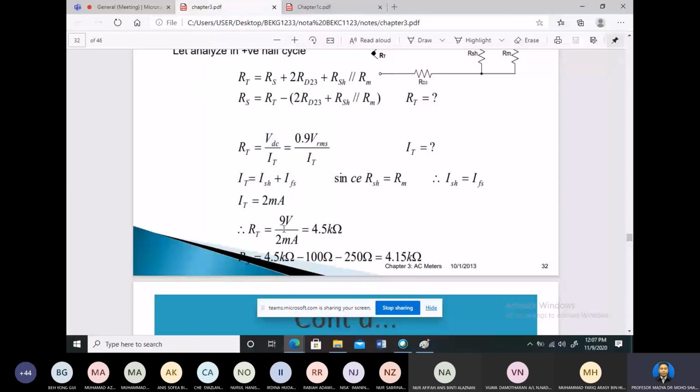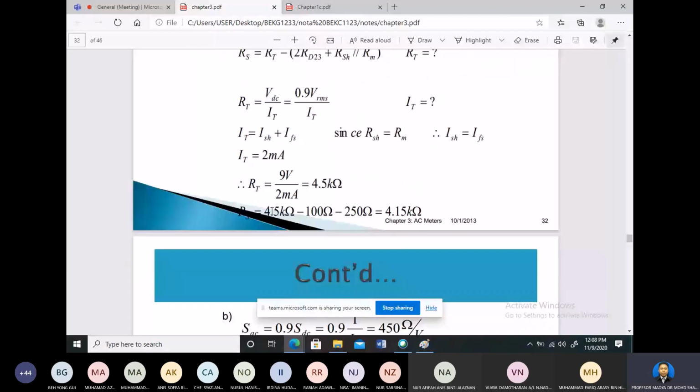Alright, then we can calculate the RT. So RT is 9 volts divided by 2 milliampere, which equals 4.5 kilo ohms. Then we can calculate the RS: 4.5 kilo ohm minus 100 minus 250. So the multiplier resistor is 4.15 kilo ohms. This is for RS.